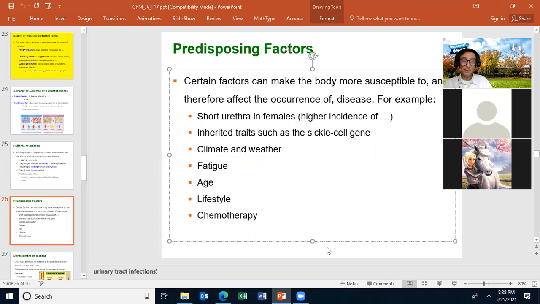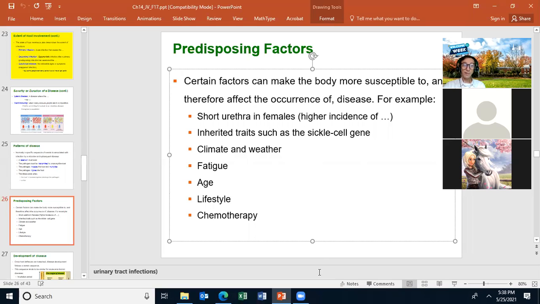Lifestyle can predispose an individual to getting a disease. For example, smokers are more likely to come down with a respiratory infection than non-smokers. And then chemotherapy can predispose a patient to a disease. The main reason for that is chemotherapy weakens the host immune defense.